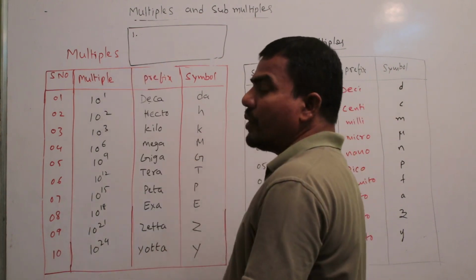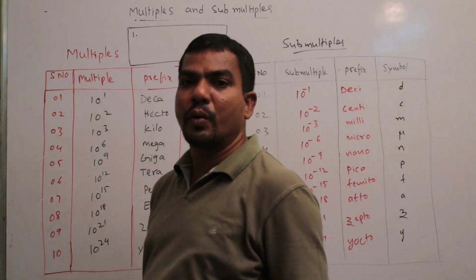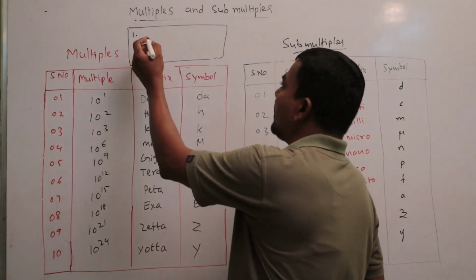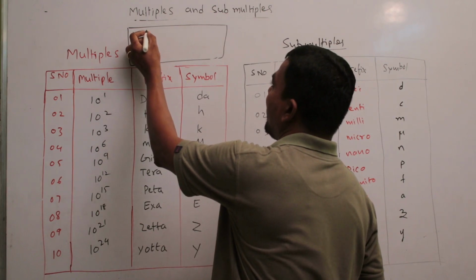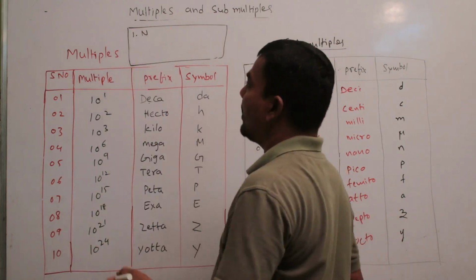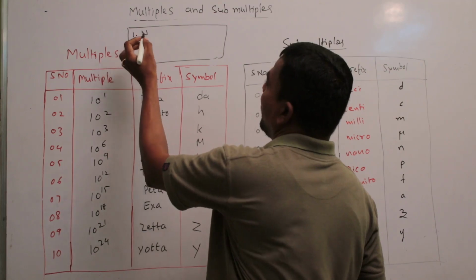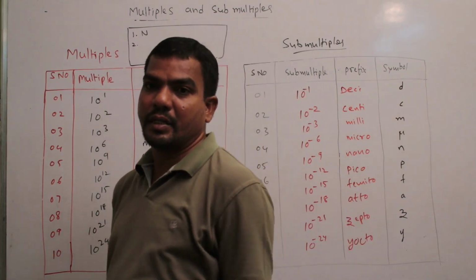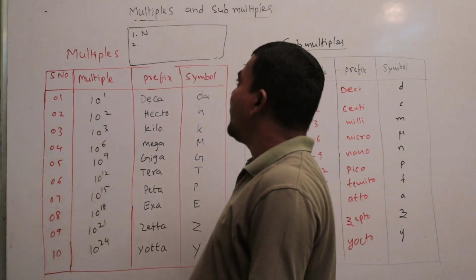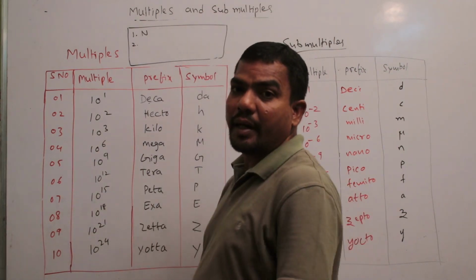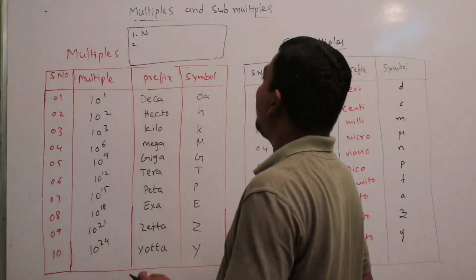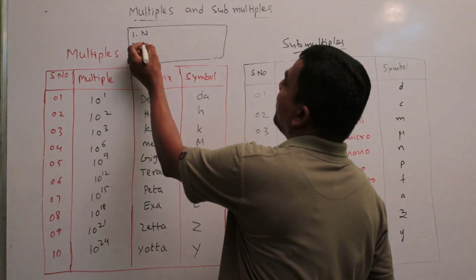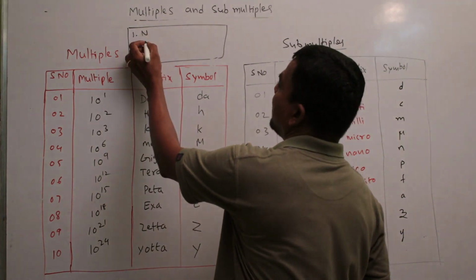Example: the unit of force, Newton. Newton is the name of a scientist, so the symbol is N, always written in capital letters. Second, if the symbol of a unit is not the name of a scientist, it is always written in small letters. Example: second, small s.